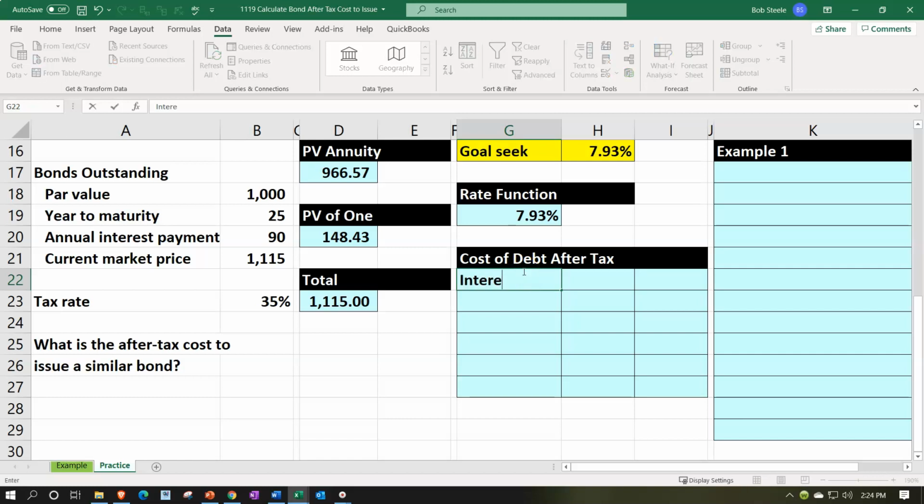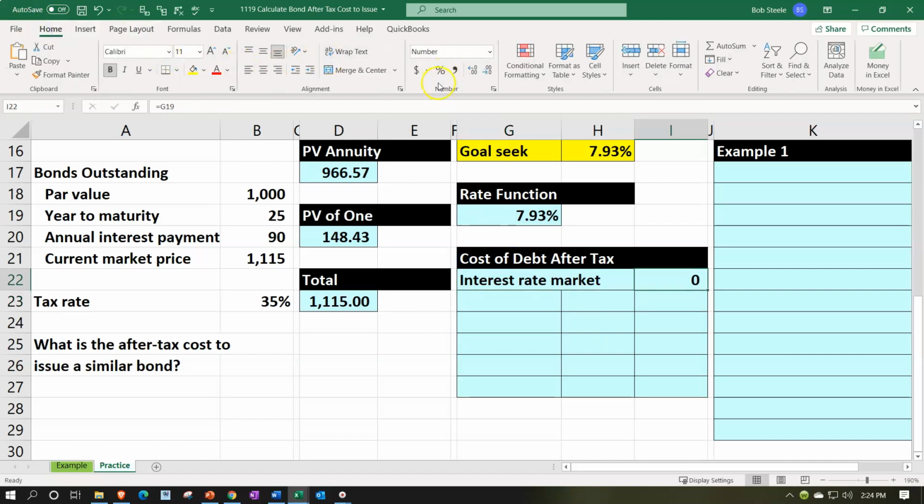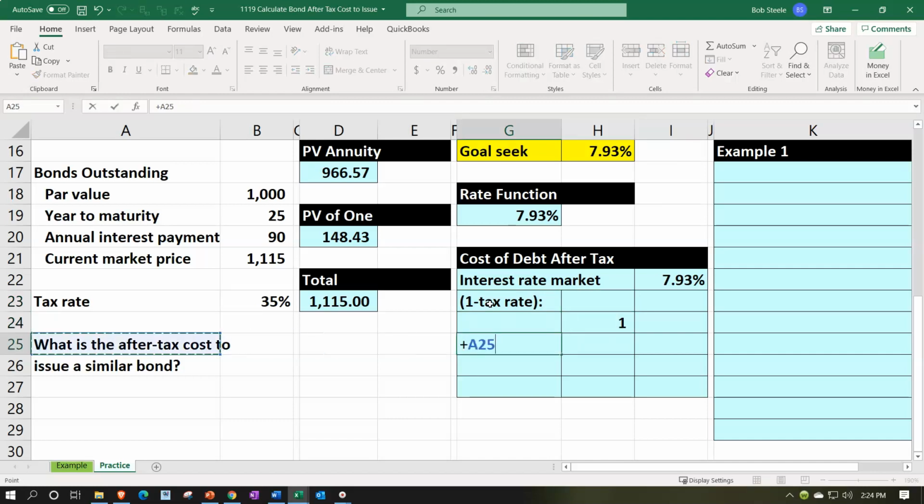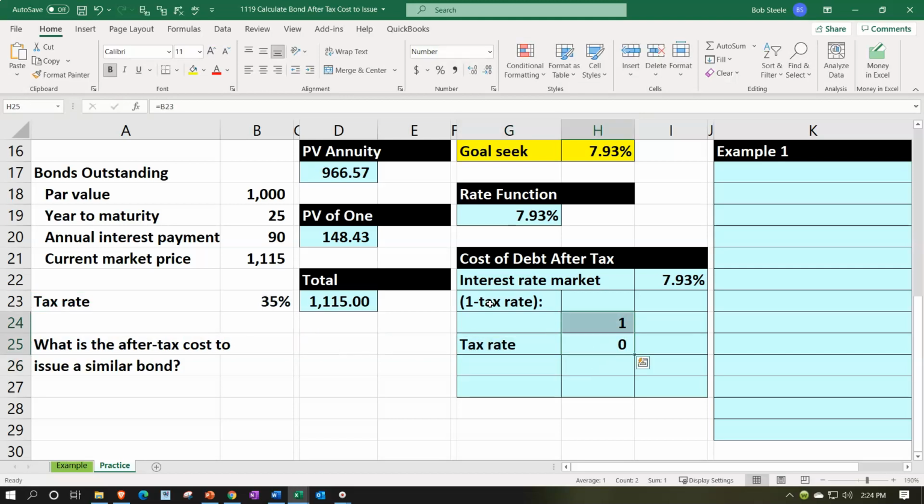We're going to take the interest rate, market rate, which is going to be what we just calculated, the 7.93, percentifying it, home tab, numbers group, percentify, adding a couple decimals. Then we're going to be picking up the 1 minus the tax rate and colon. And we'll have 1 and then the tax rate, which is going to be here, the 35%. Let's make those two percentified. Numbers, percentify them. Underline the 35, font group, and underline.